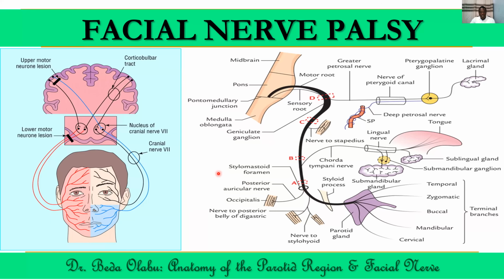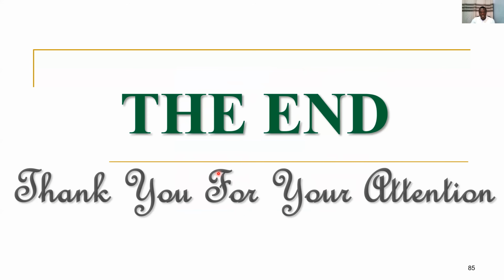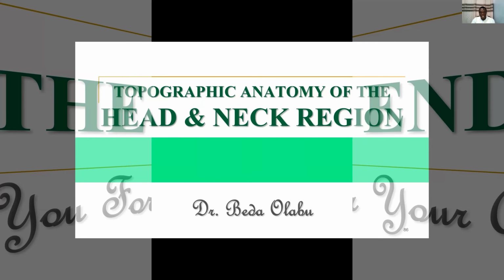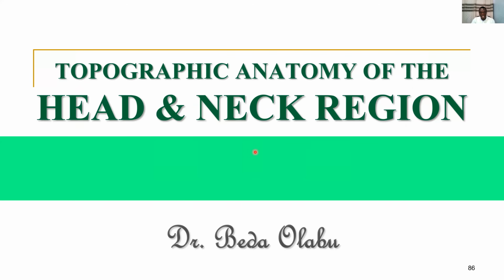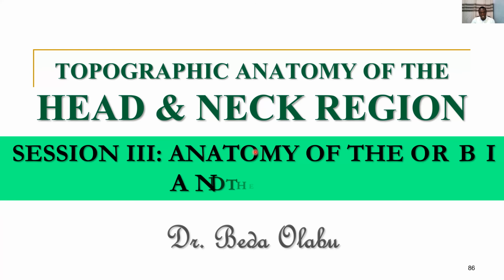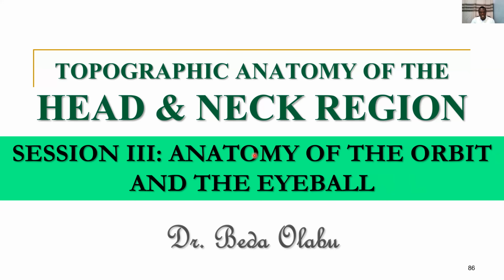All right, with that, I think I can close it there. So that is the end of this particular session. We've looked at parotid region. We've also looked at anatomy of the facial nerve, very detailed, but you've learned it. Our next series of lectures on head and neck anatomy will be very simple, though. It will focus on the anatomy of the orbit and the eyeball. I don't think it will be very simple, but very interesting. All right, thank you very much.